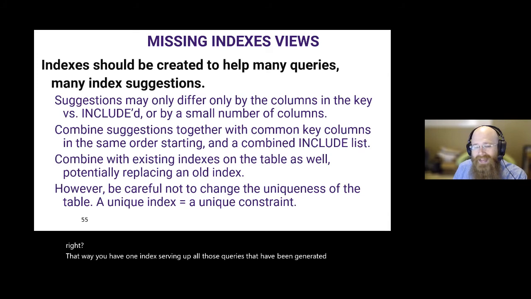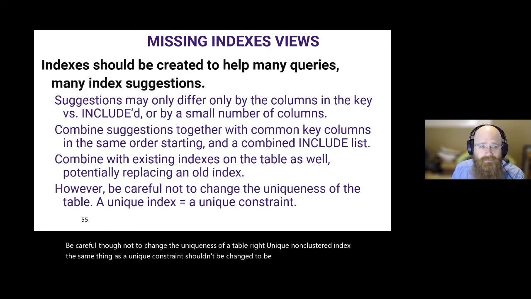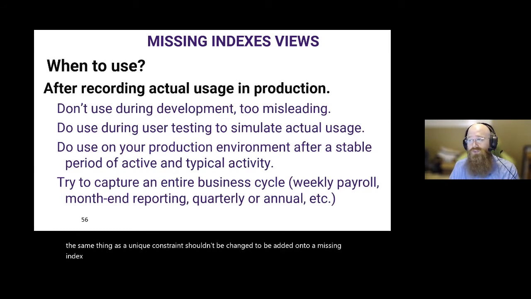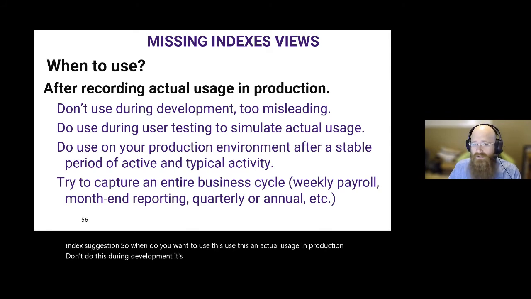Be careful, though, not to change the uniqueness of a table, right? A unique non-clustered index, the same thing as a unique constraint, shouldn't be changed to be added on to a missing index suggestion. So when do you want to use this? Use this in actual usage in production. Don't do this during development. It's too misleading, the activity that developers will do. You can do this during user testing if it's actual usage that's being simulated.